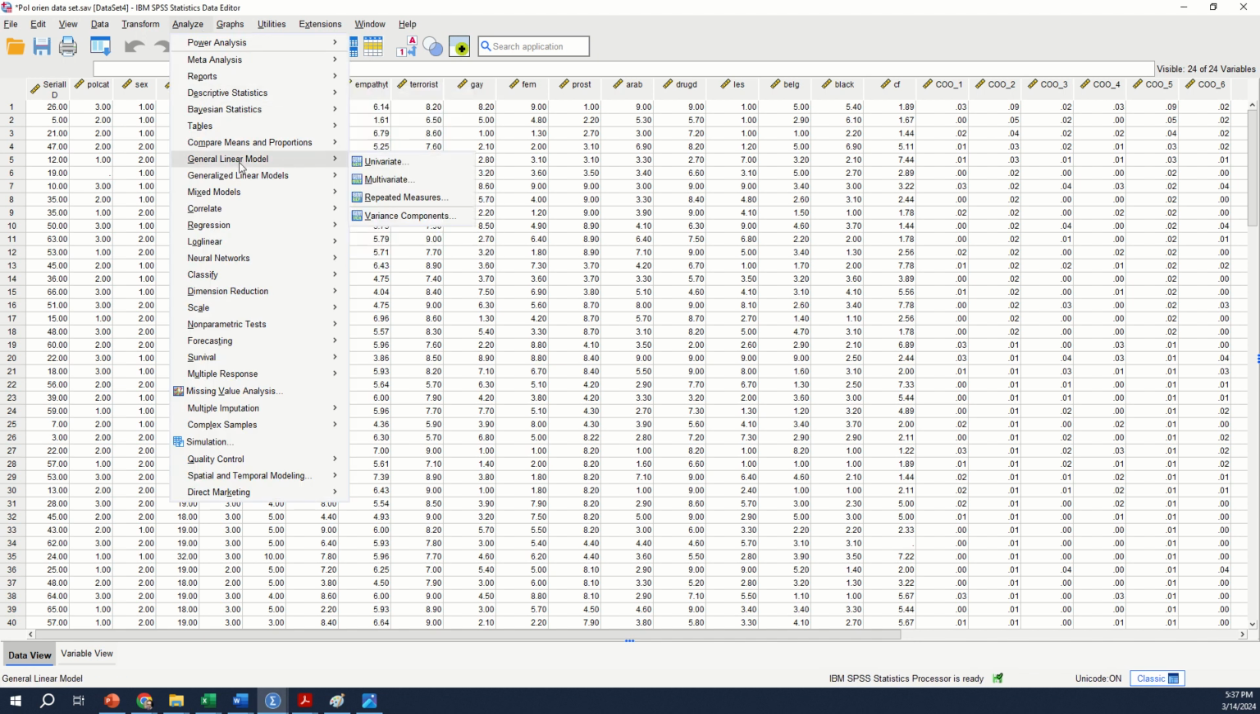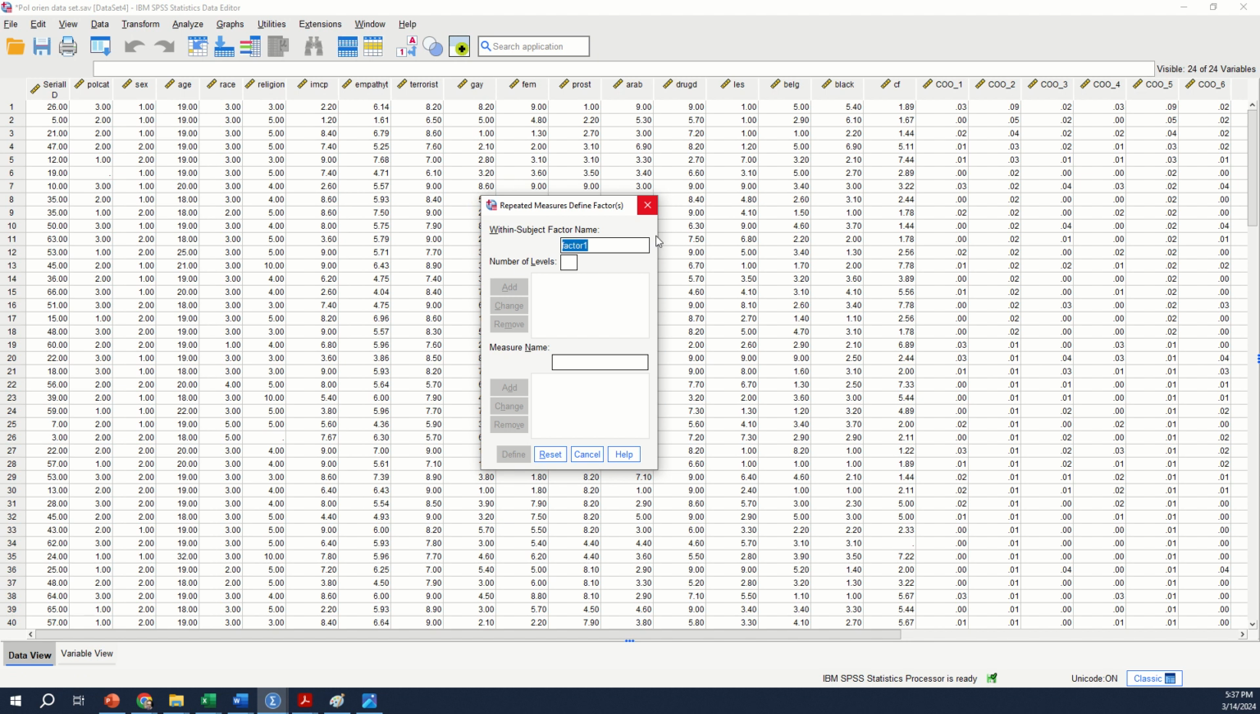So let's go to general linear model, and then go to repeated measures. And then we will start with naming our within subject factor name. What we're really looking at is prejudices towards different social groups. So I'm just going to name the within subject factor social group, because we have different social groups: feminists, prostitutes, lesbians. There are three different groups, so number of levels will be 3.